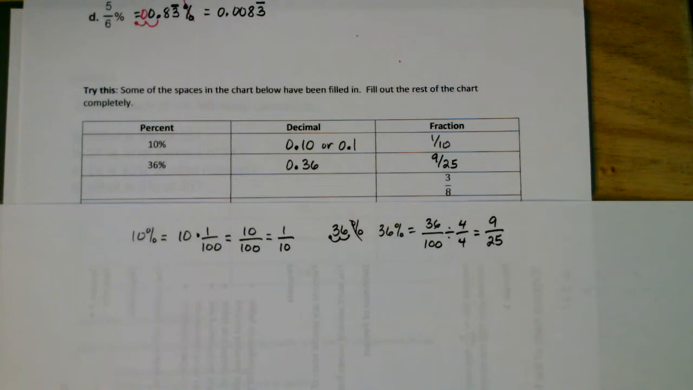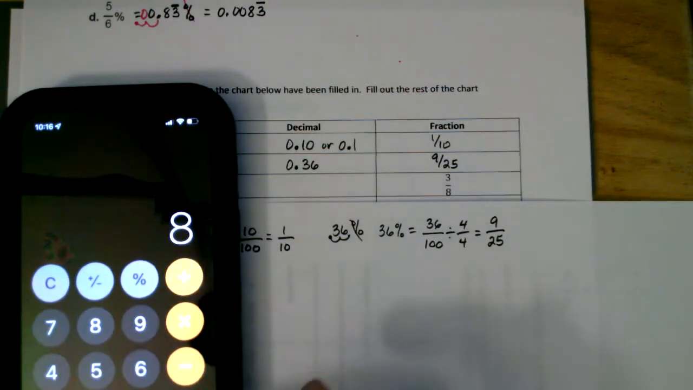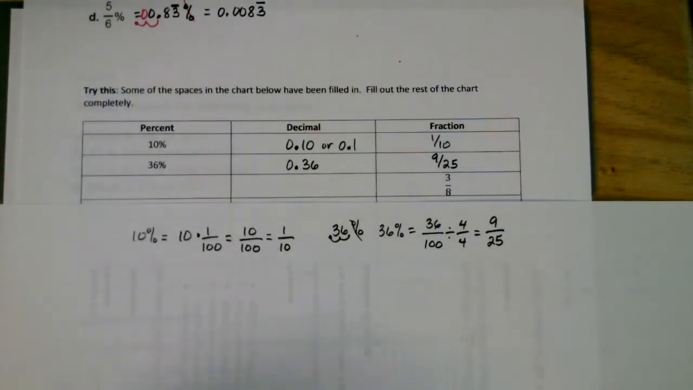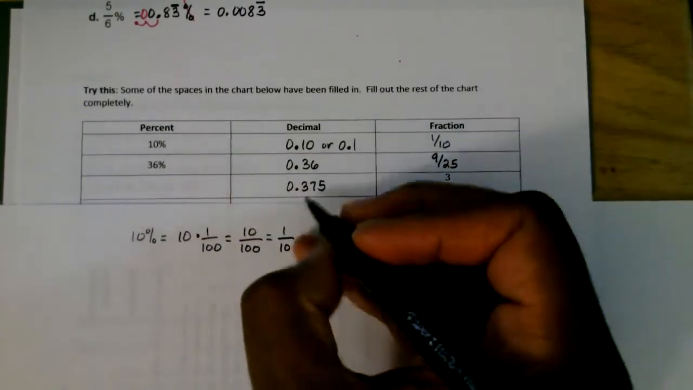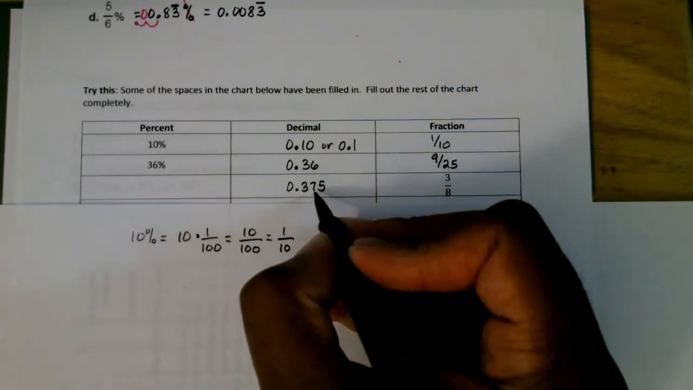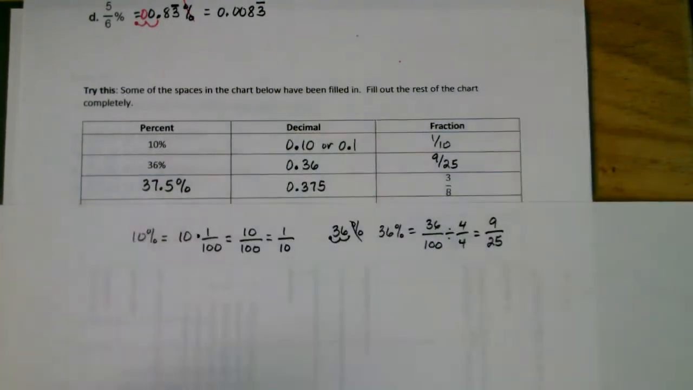All right, now we got 3/8, and I want to convert that to a decimal and a percent. Let's start converting that to a decimal. If I do 3 divided by 8, that would be 0.375. That's your decimal. And then change 0.375 to a percent by taking that decimal point, moving it 2 places to the right. So the decimal point would be behind the 7. So it'd be 37.5%.